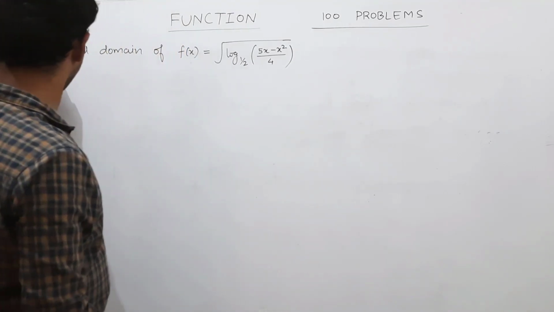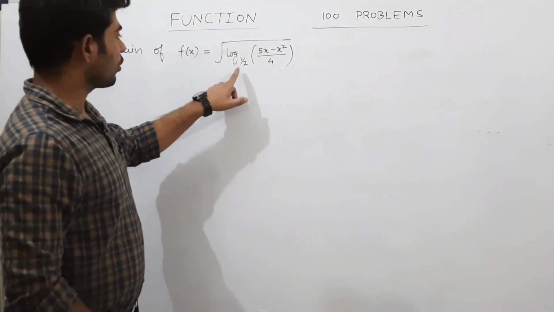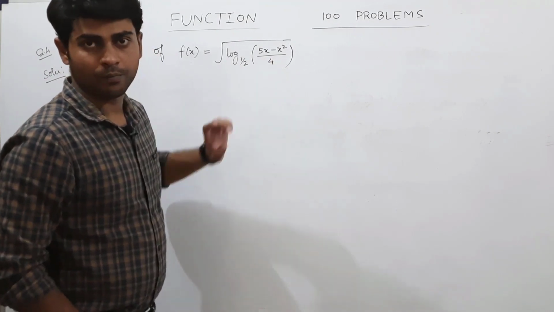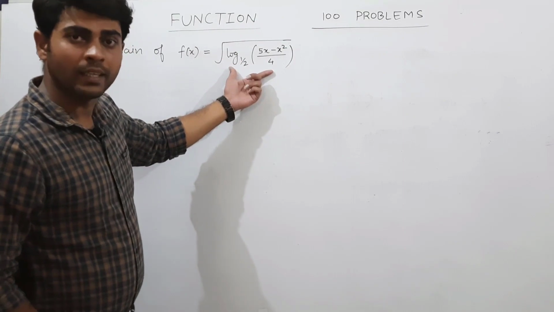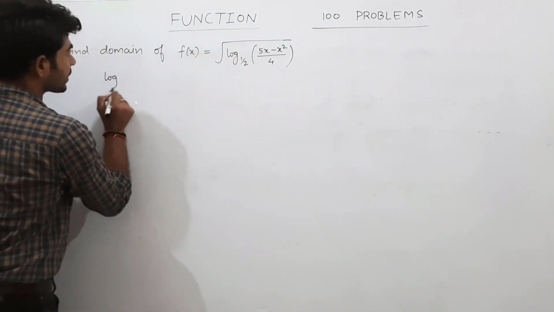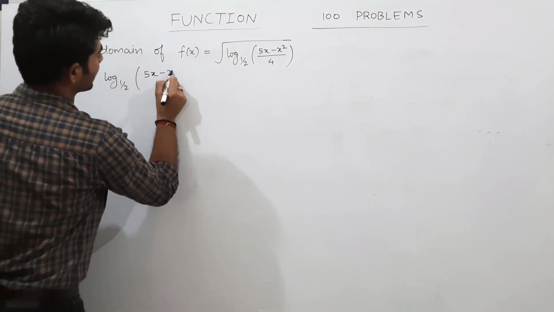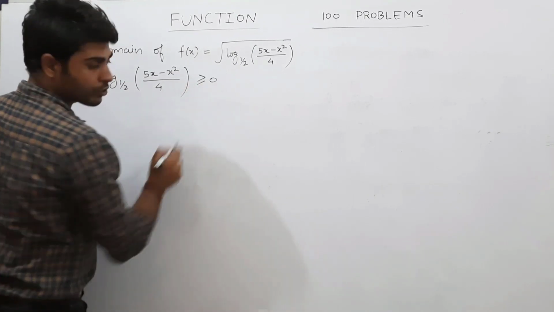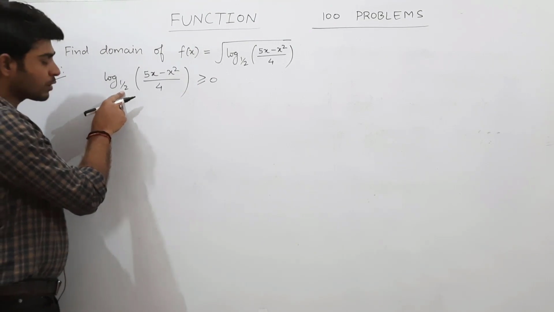Question number 4: find the domain of f(x) equals root over log base 1/2 of (5x minus x square)/4. So again this function will be defined when the quantity inside the root is greater than or equal to 0. So let's see, log base 1/2 of (5x minus x square)/4 should be greater than or equal to 0. So here you can see the logarithmic base is 1/2.